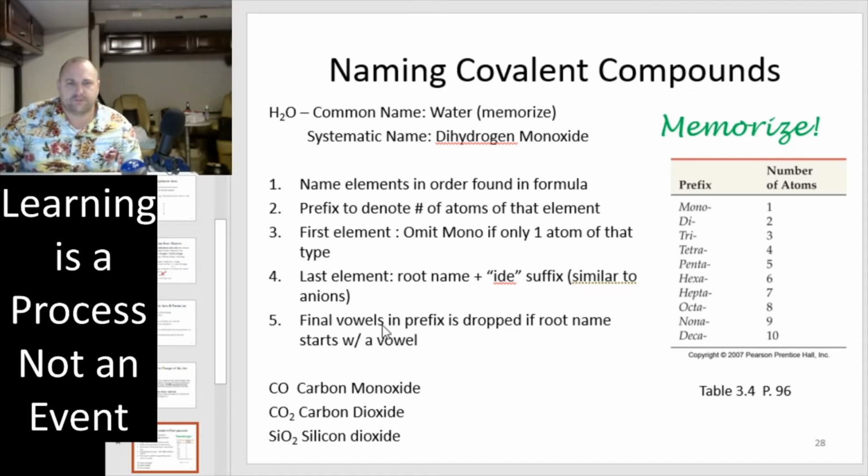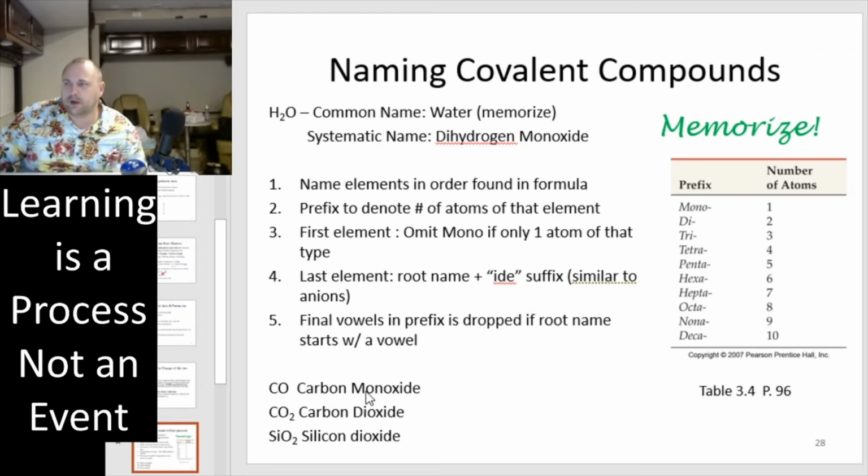This last one, it says final vowels in a prefix is dropped if the root name starts with a vowel. Now, that one can be a little tough to see, so I've got some examples here. So here's carbon and oxygen. I've got monocarbon because it's one carbon, and monooxide because there's one oxygen. So we drop the mono for this monocarbon.